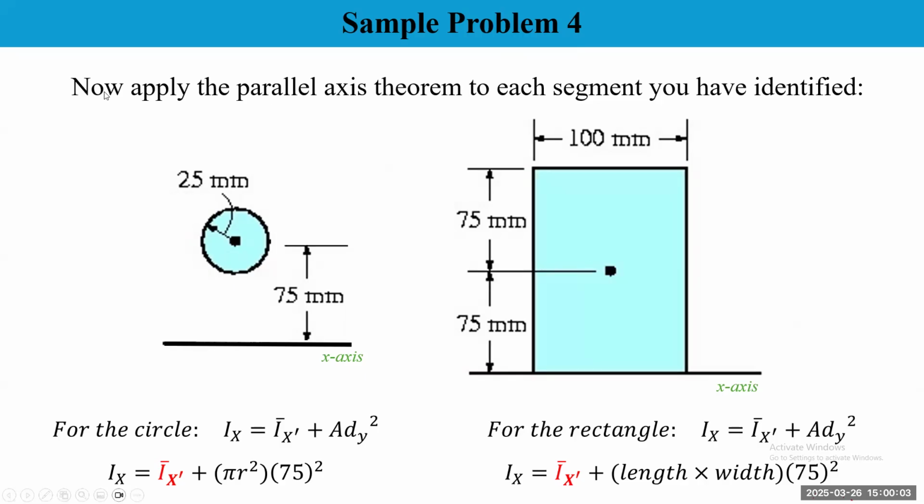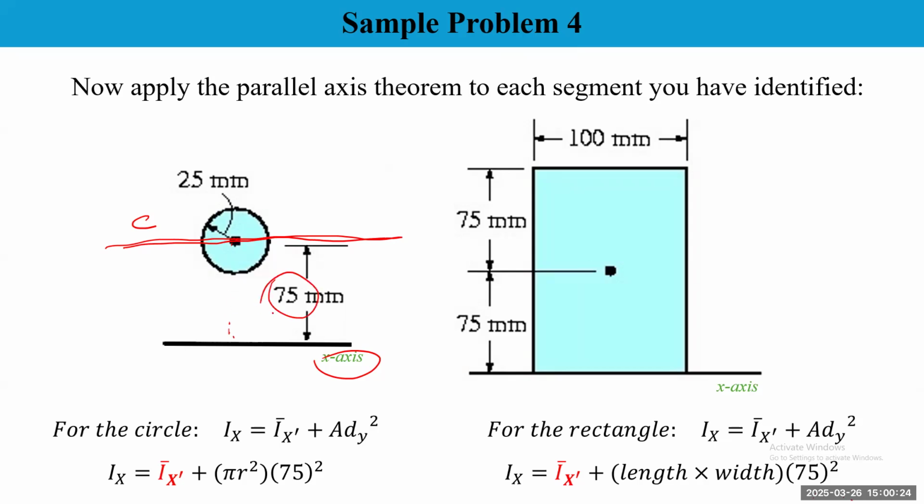Now apply the parallel axis theorem to each segment you have identified, but they never said which axis it is parallel to. They put the x-axis here, so which axis are we talking about? You can rotate about the x-axis through the center. That is the centroidal axis, and the body tends to rotate through that part, and that is the inertia.